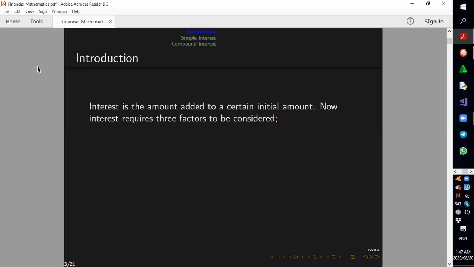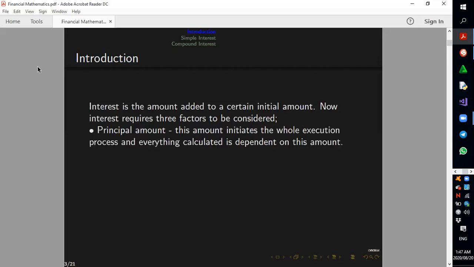So basically an interest is an amount that is added to some initial amount, that is some initiating amount. We will discuss the initiating amount in a minute. When you're going to calculate interest, there are three basic or primary factors involved. The first one is that initial amount, which we call the principal amount. The principal amount is the amount that initiates the whole process, meaning if you're going to take a loan, that principal amount will determine what the interest will be. The higher the amount, the higher the interest.